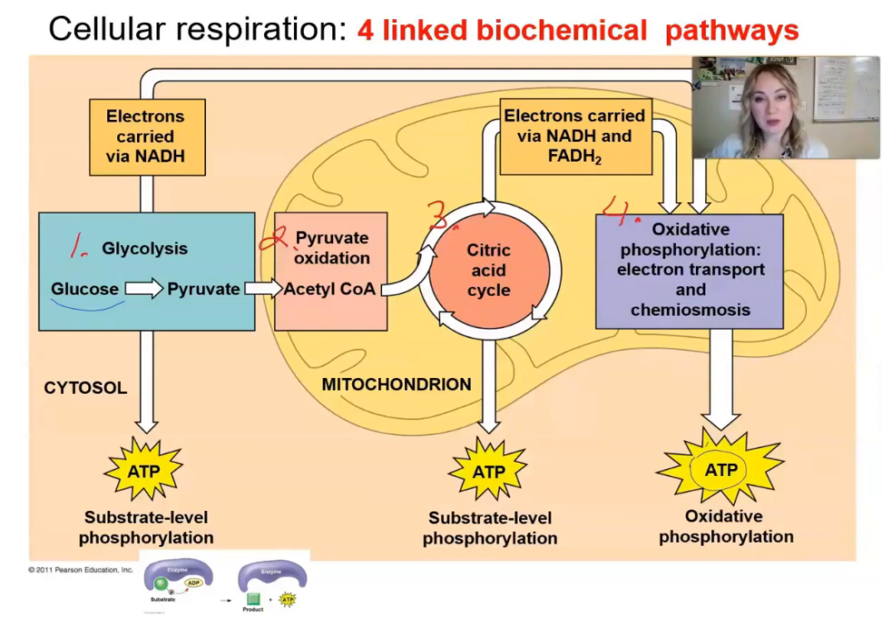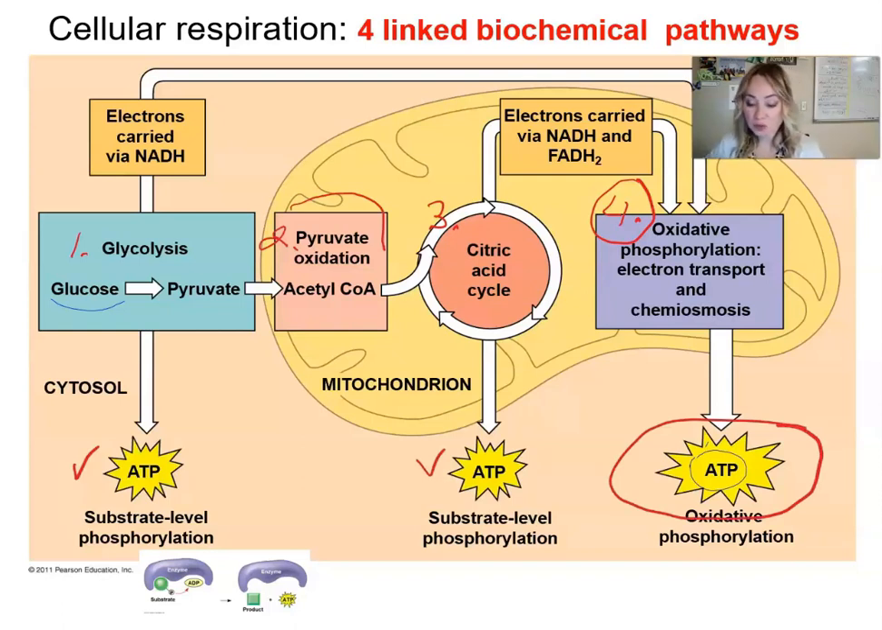Notice the very first step happens outside the mitochondria, so we call that glycolysis. The next step happens inside the mitochondria, we call that pyruvate oxidation. And the next step, number 3, citric acid cycle, also called Krebs cycle, followed by last step, oxidative phosphorylation that includes electron transport chain and chemiosmosis. During these biochemical pathways, we generate some ATP here and here, but the majority of ATP will be generated at this last step, and we call that through the process of oxidative phosphorylation.